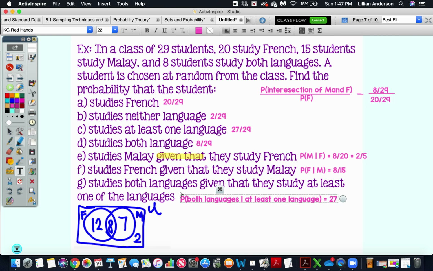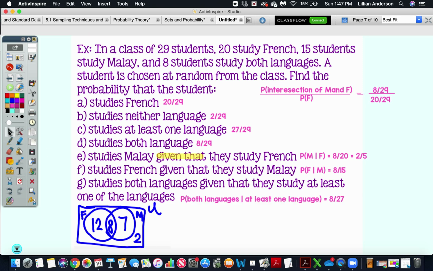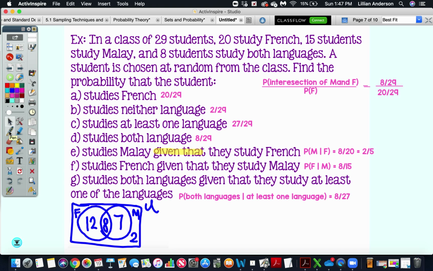So our denominator is going to be 27 because there are 27 students that study at least one language. And out of those 27 students, there are 8 of them that study both languages. And that does not reduce. And that's how you do conditional probability. You want to make sure that whatever follows the words given that, or such that, or even a sentence that basically says, now we're only going to look at the French students, out of the French students, and so on, that is also an example of conditional probability. But no matter what, the condition is the denominator.